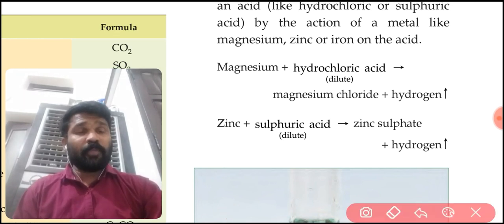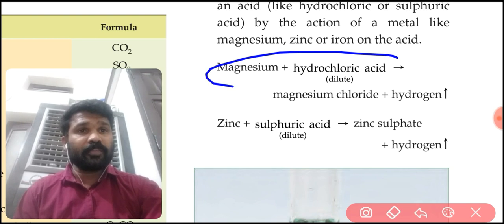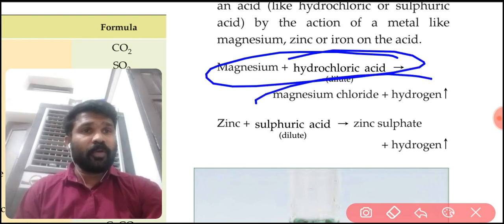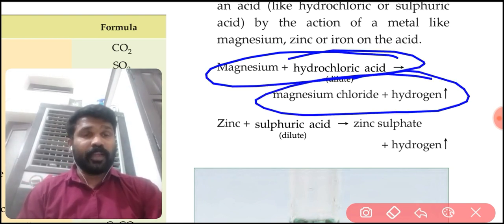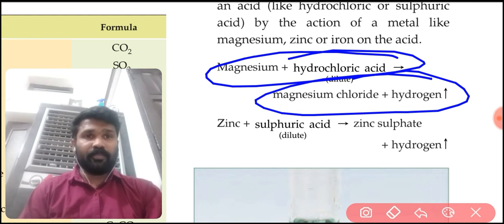Clear? Here it is: magnesium plus hydrochloric acid gives magnesium chloride plus hydrogen. Read it. Magnesium plus hydrochloric acid gives magnesium chloride plus hydrogen. Zinc plus sulfuric acid gives zinc sulfate plus hydrogen.